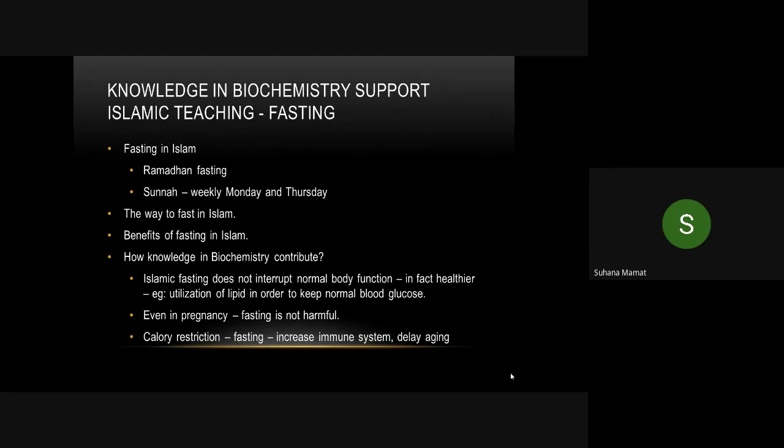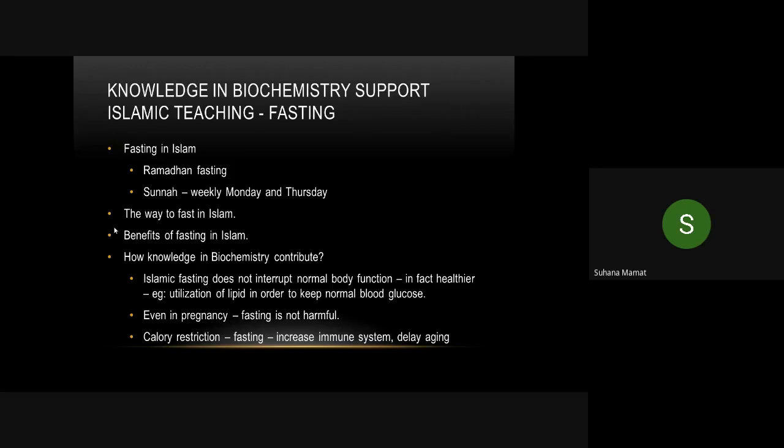Okay, so the way to fast in Islam gives lots of benefits to the health of the body. So how do we support this from the science perspective? Okay, so you learn in biochemistry that Islamic fasting actually does not interrupt the normal body function, because Islamic fasting is only fasting for 8 hours.